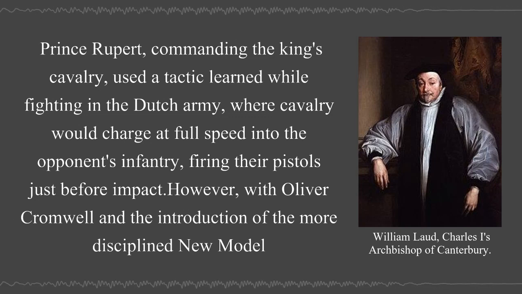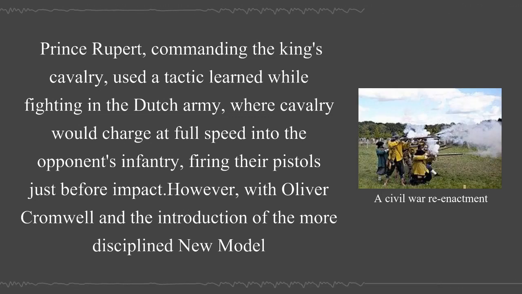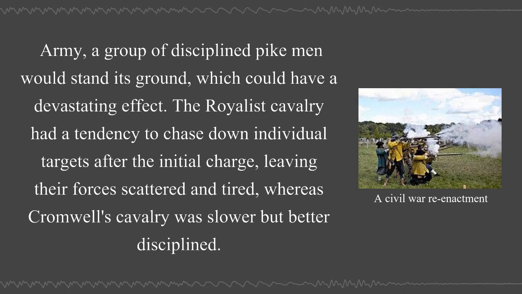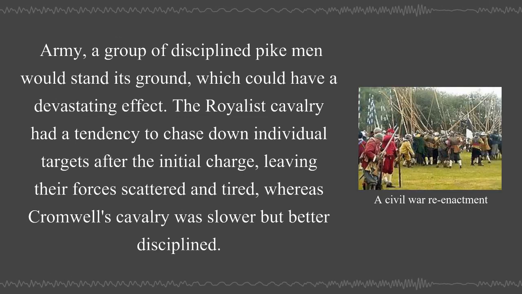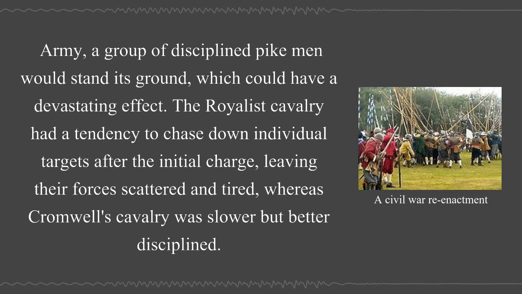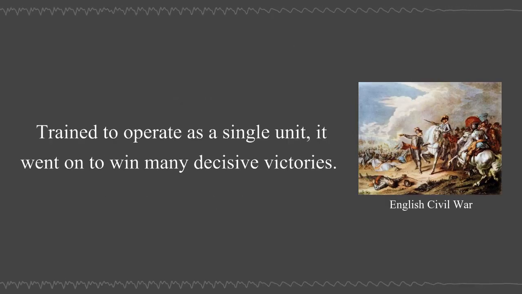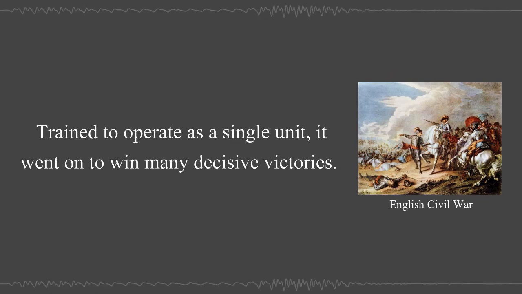However, with Oliver Cromwell and the introduction of the more disciplined New Model Army, a group of disciplined pikemen would stand its ground, which could have a devastating effect. The Royalist cavalry had a tendency to chase down individual targets after the initial charge, leaving their forces scattered and tired, whereas Cromwell's cavalry was slower but better disciplined. Trained to operate as a single unit, it went on to win many decisive victories.